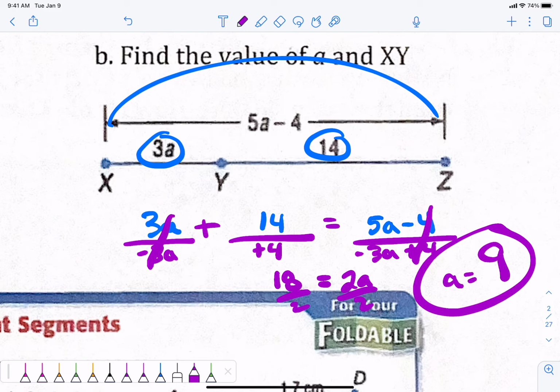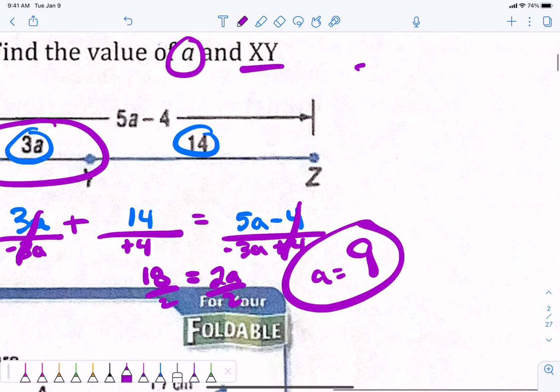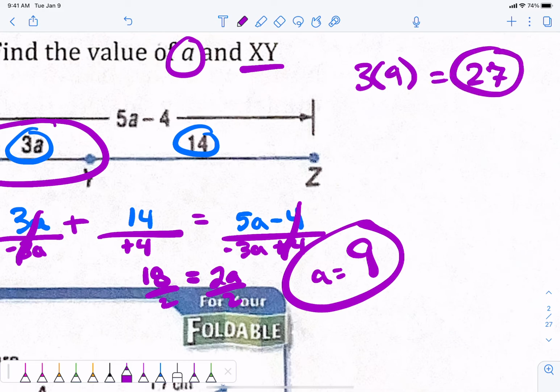Be careful when you're doing your homework assignment because they will ask for something else besides just the variable. Find the value of A and the value of XY. XY is this length right here, and XY is 3 times A, which is 27. So they want both of those answers, 9 and 27. Does that make sense?